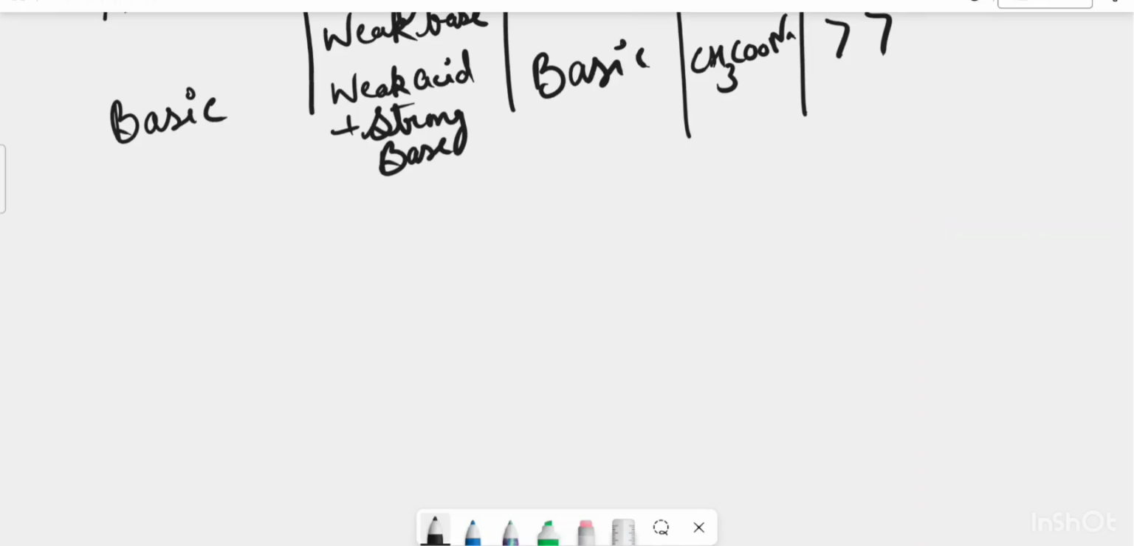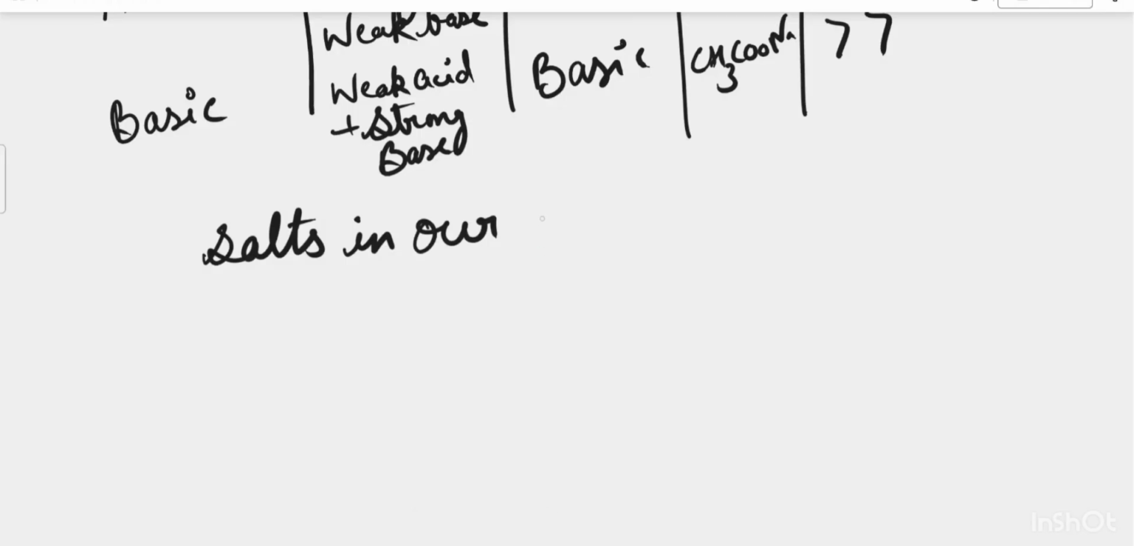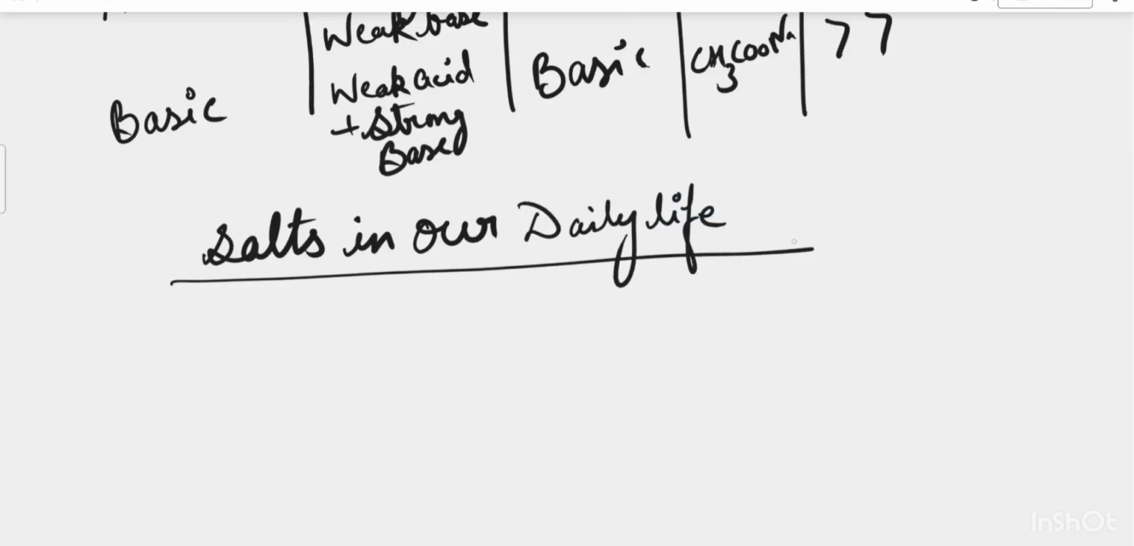Now salts in our daily life. We use salts every day in cooking, cleaning, medicines, construction, agriculture.